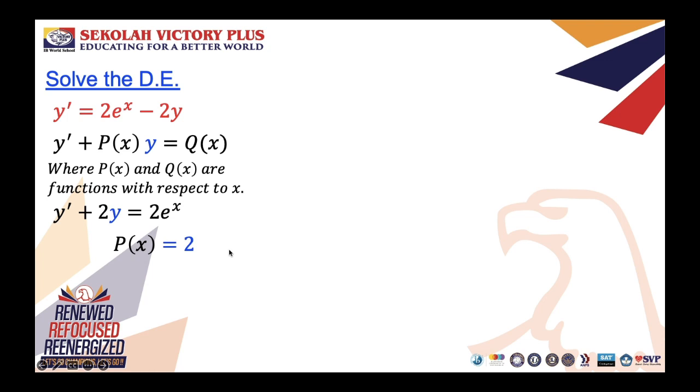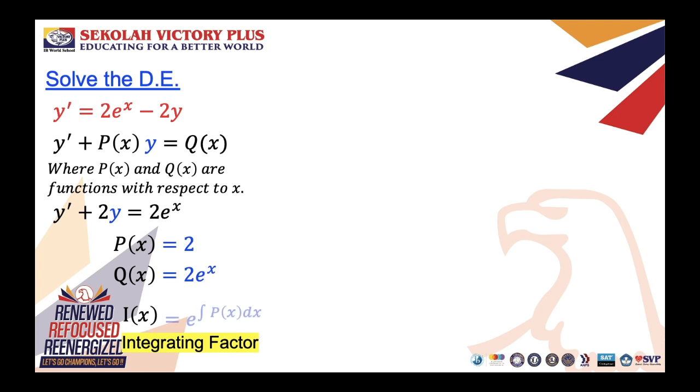And your q of x, the remaining expression containing x, which is left at the right side, is equal to 2e raised to the power of x. Now, to complete, we need to find your I of x, which we call the integrating factor. So the integrating factor will just be e raised to the power of the integral of p of x dx. In other words, we need your p of x in order to find your I of x. To continue, if we substitute your p of x here, and then simplify further, you will get e raised to the power of 2x.